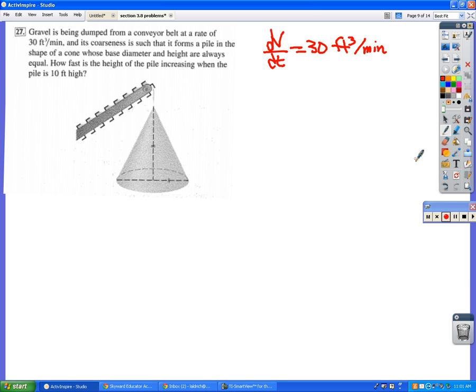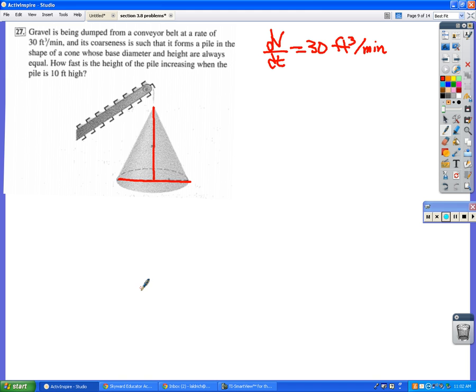Okay? Now this is a handy little thing. The coarseness of the gravel is such that it forms a pile in the shape of a cone whose base diameter and height are always equal. So the diameter, the width all the way across the pile, and the height of the pile will always be the same.